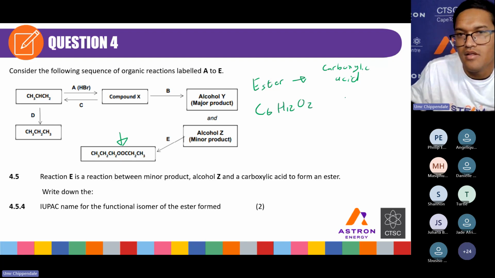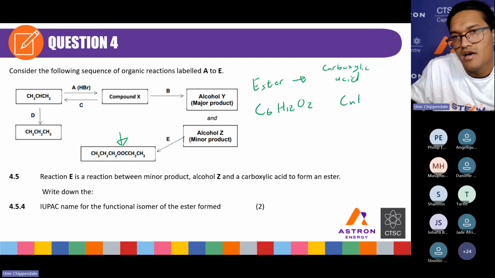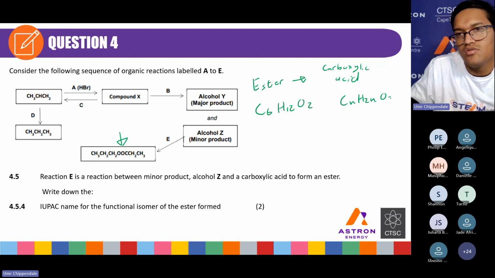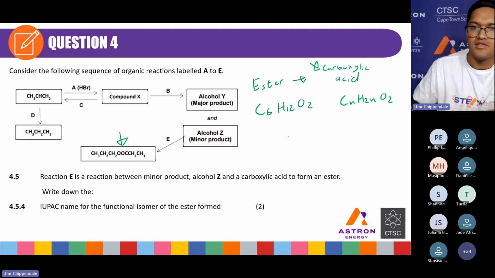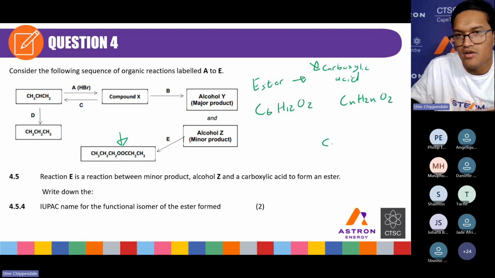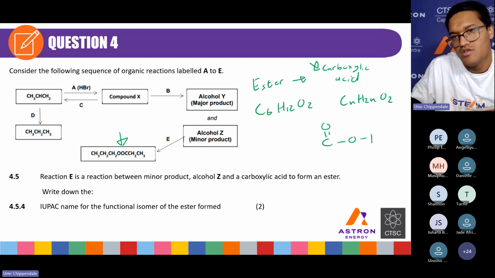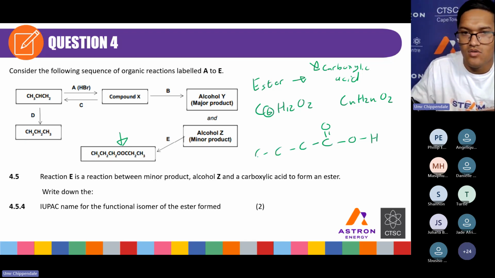C6H12O2. Remember, both of these follow the formula CnH2nO2. Because we're dealing with the ester, what carboxylic acid? We then just have 2 carbons. Remember, C double bond O, OH, that shows the carboxylic acid. We said that we need 6 carbons. So that is 1 already. 1, 2, 3, 4, 5, and 6. Let's count again. 1, 2, 3, 4, 5, 6.